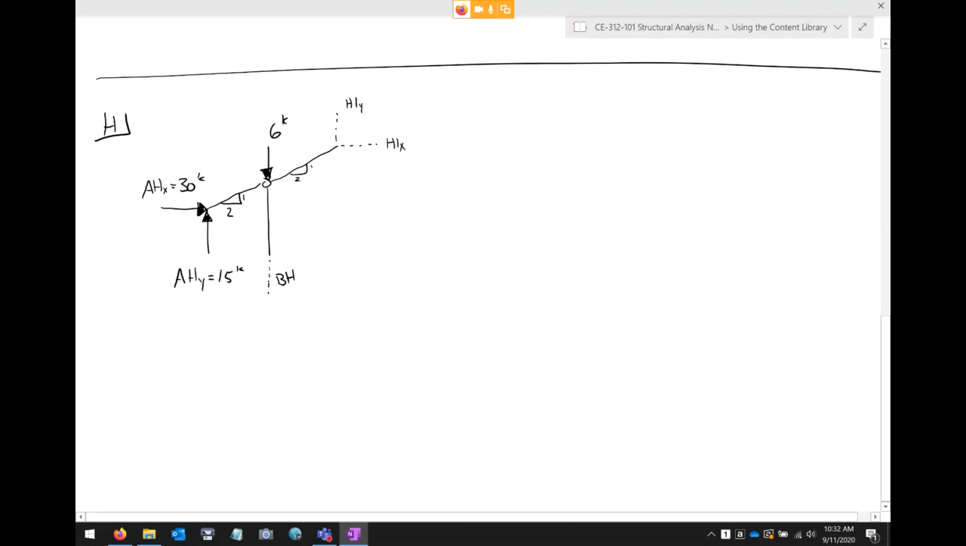And then we look at this from a sum of forces in the X direction and sum of forces in the Y direction. So I look at this joint and ask, how many vertical unknowns do I have? Well, I have two: the BH and the HIY. How many horizontal unknowns do I have? I only have one, and that's the X. So I'm actually going to sum forces in the X direction first. And I see, well, wait a minute, I've got 30 kips going to the right. Well, guess what? I have to have 30 kips going to the left. So HIX is 30 kips, and that's going to the left.